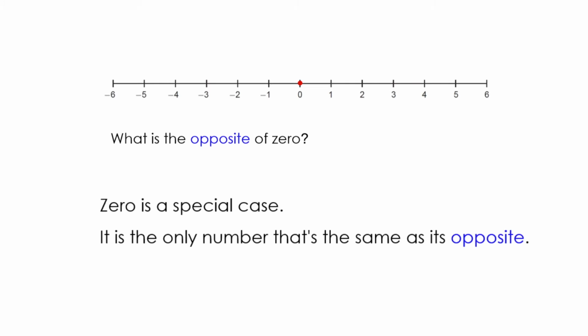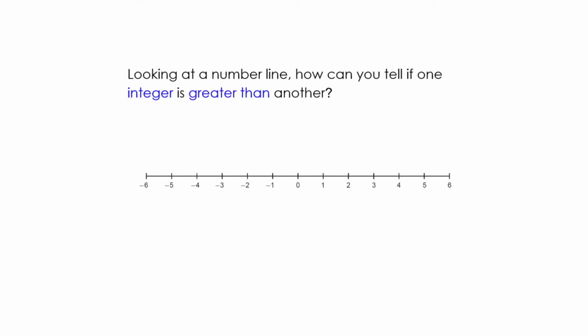What is the opposite of 0? Well, 0 is special because it's the only number that doesn't have an opposite, or it does. The opposite is itself. So remember, you would fold the number line right there. 0 is a very special number in this case.